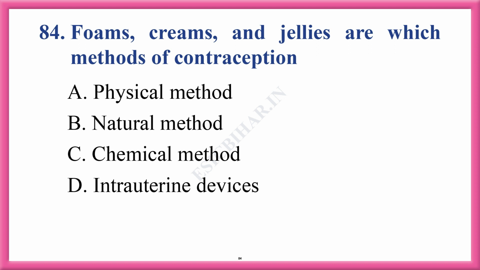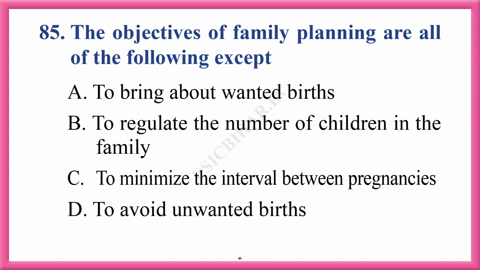A. Physical method. B. Natural method. C. Chemical method. D. Intrauterine devices. And the answer is C. Chemical method. Question 85. The objectives of family planning are all of the following except A.